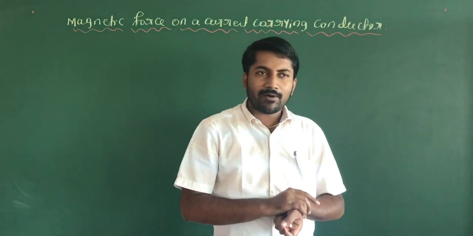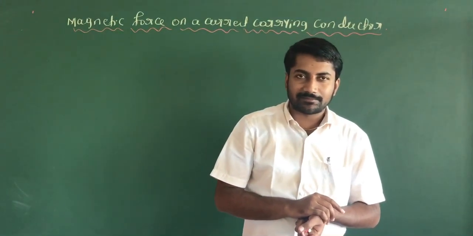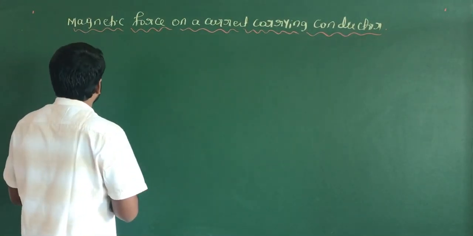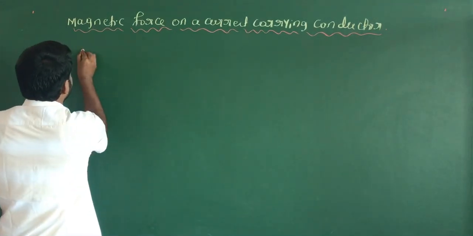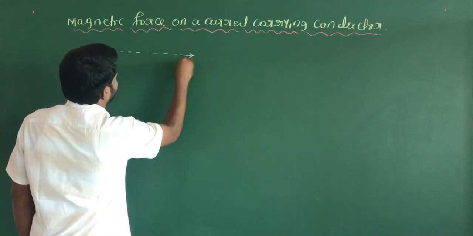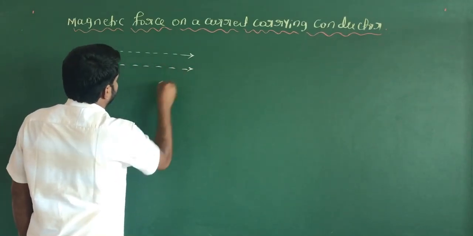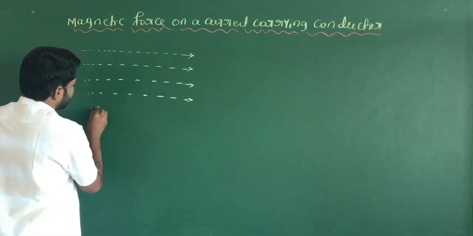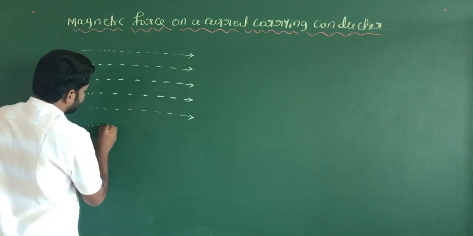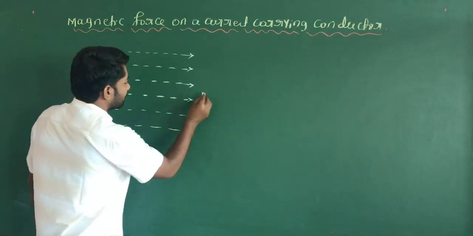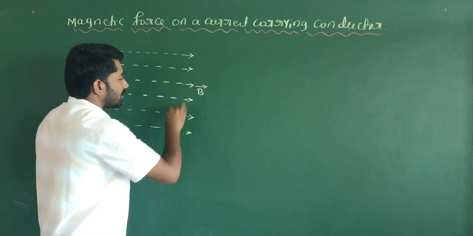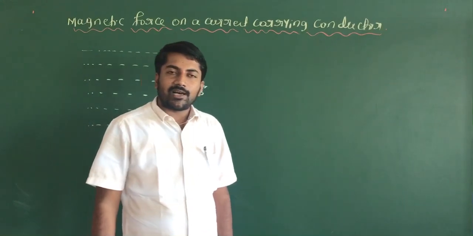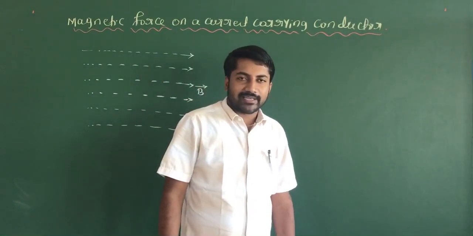Consider a current carrying conductor of length L with uniform cross-sectional area, in the region of uniform magnetic field. Uniform magnetic field means the magnetic field is equally distributed throughout the space. Here the magnetic field is a vector quantity and it is mathematically denoted by the symbol B. Magnetic field means the region around the current carrying conductor.